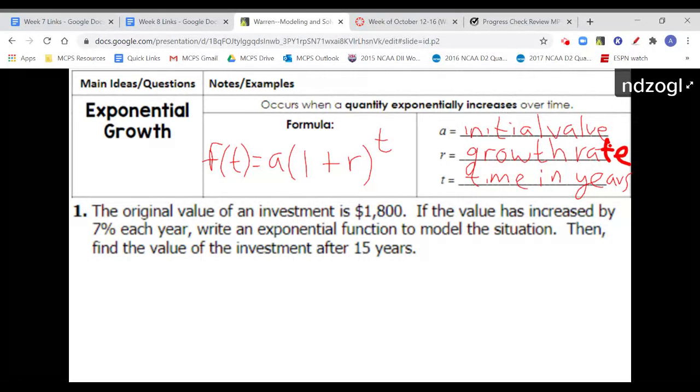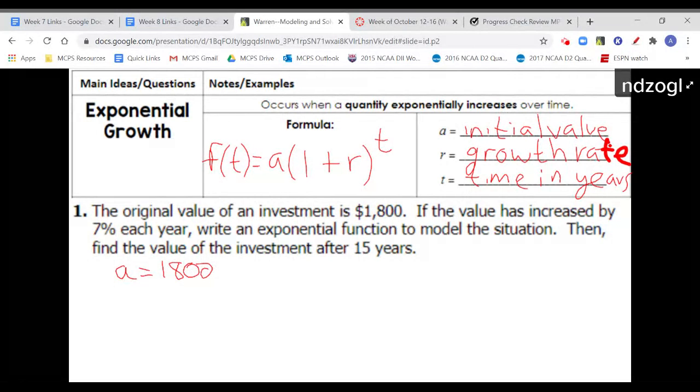Now that we have this equation, we're going to use it to model this situation here. Looking through our problem, the original value of an investment is $1,800. So I already am told the initial value, so I'm going to write out that A stands for 1,800.